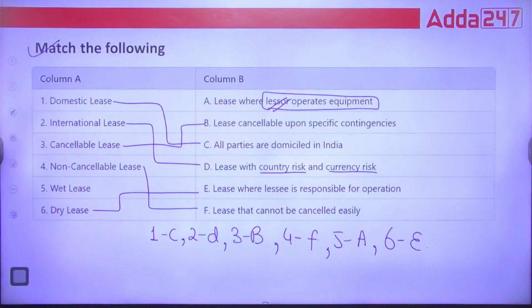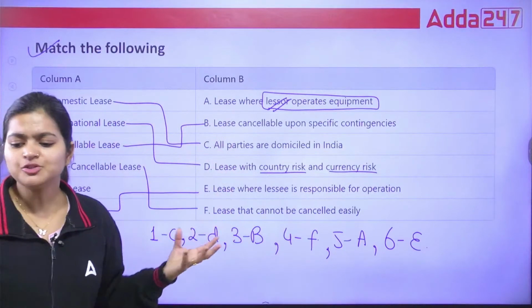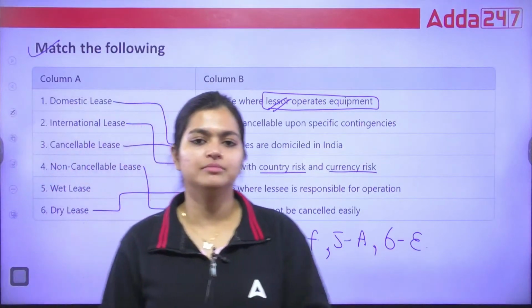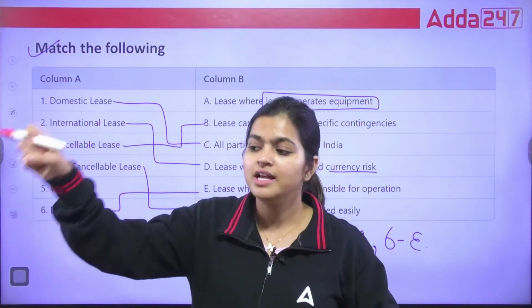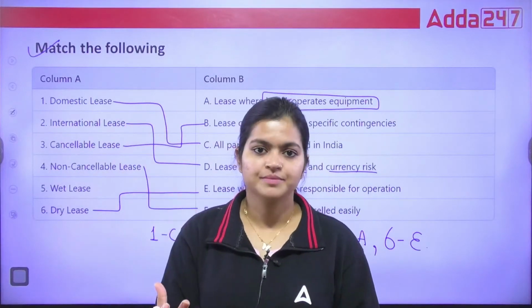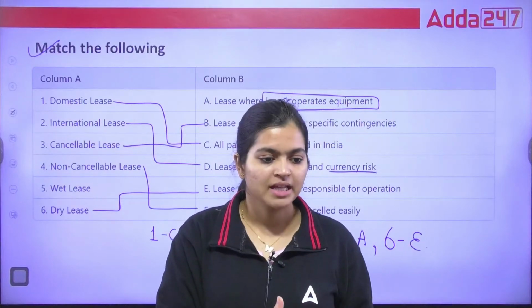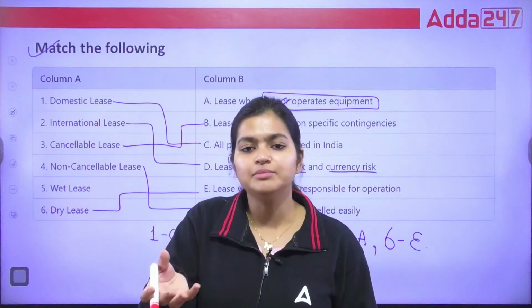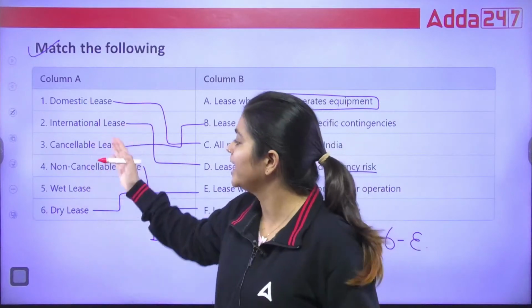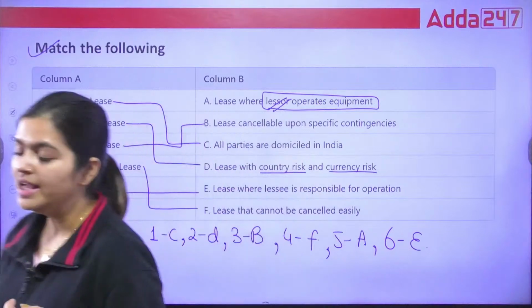So this is all about the lease. Lease means, in a simple term, when you are renting something, when one person is lending their equipment to the other party. There are different ways through which you can take something on rent, so these are the few types of lease we have. Chaliye, now we are moving to the next question.